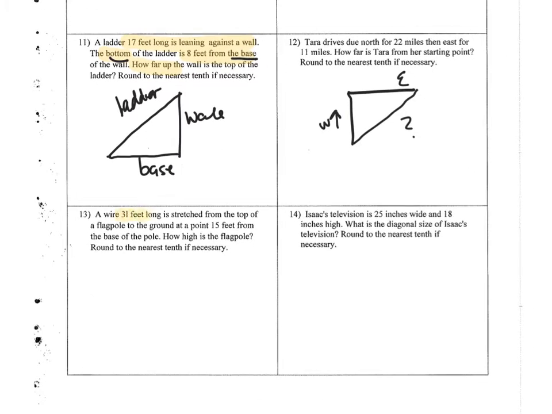13, a wire 31 feet long is stretched from the top of a flagpole to the ground at a point of 15 feet from the base of the pole. This is just like number 11. So a wire 31 feet long is stretched from the top of a flagpole. Here's a flagpole. So it goes from the top of this, it's got a little flag, cute, to the ground, and it's 31 feet long. Okay, the wire is that long, and it's going to go down here, which is 15 feet from the base. How high is the flagpole?